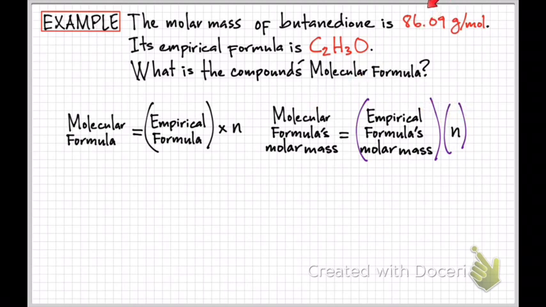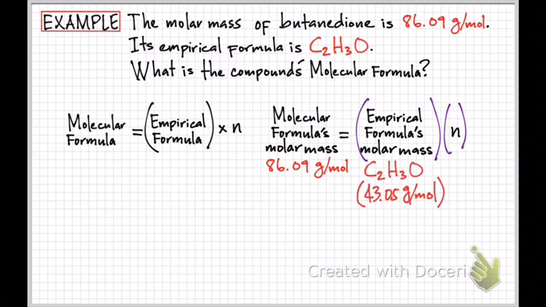So we're given the molar mass of butadiene, the molecular formula, but we don't have the molar mass of the empirical formula. We can calculate it. So we have 2 carbons, 3 hydrogens, and 1 oxygen. So we know the atomic masses of each element. We can calculate the molar mass easily. So 86.09 grams per mole for the molecular formula's mass, and for the empirical formula, it's 43.05 grams per mole.